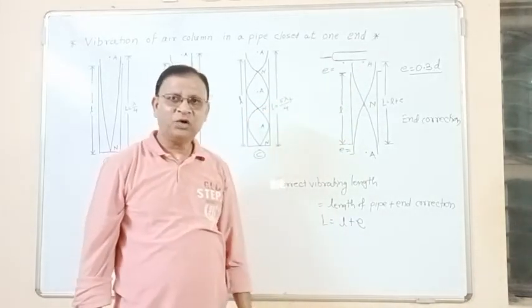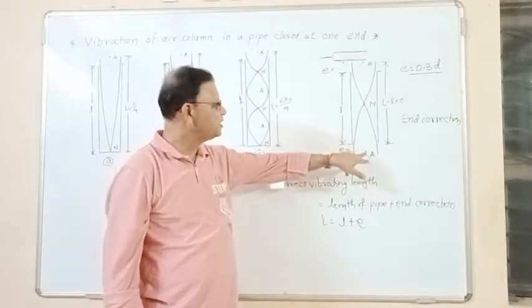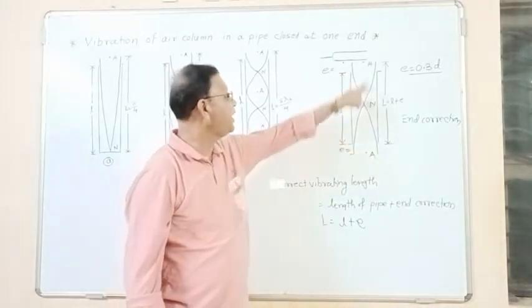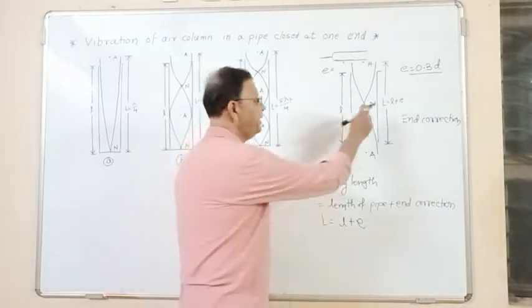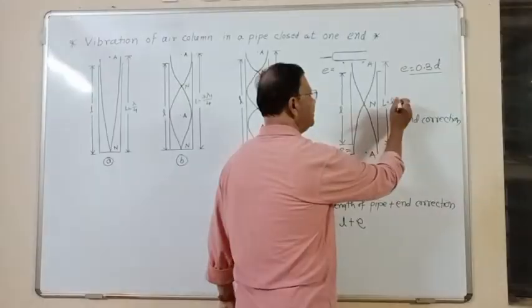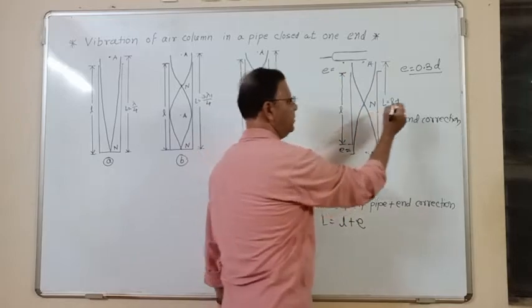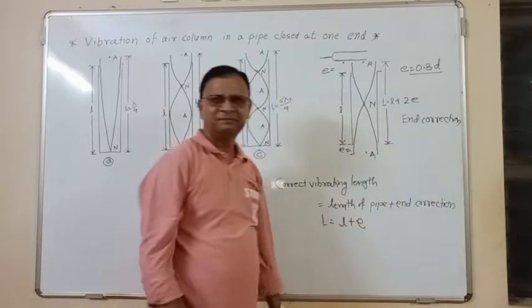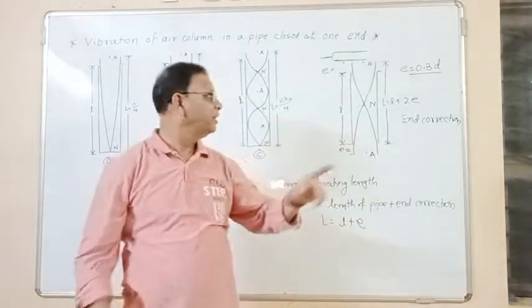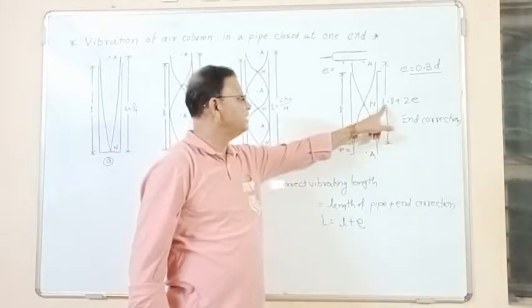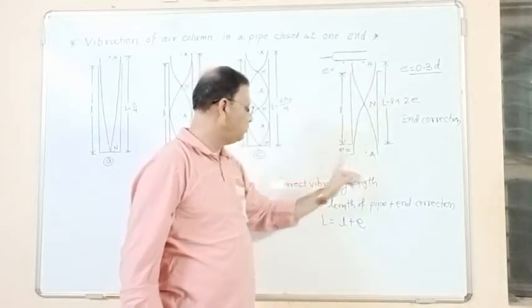So in this case, what will be the correct vibrating length? Correct vibrating length means the distance between the two antinodes, this antinode and this antinode. Length of the pipe is small l. So capital L is equal to l plus what happens? This E plus this E, that is 2E. So if the pipe is open at both the ends, then the correct vibrating length will be L is equal to l plus 2E, because there is end correction on both the sides.